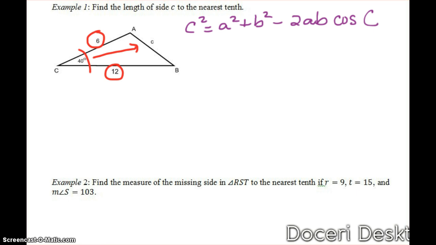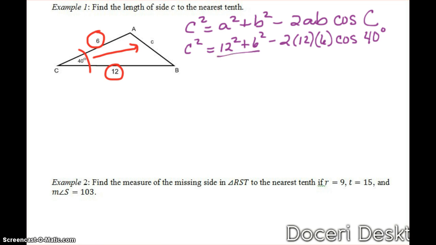Just so I know where to fill stuff in. Again, I want to find c. I know side a is opposite angle A, so that would be 12. Side b is opposite angle B, so that's going to be 6. And then I would use 12 and 6 also for a times b, and then cosine of angle C, which is opposite side c. We have that. That's 40 degrees. Okay, we want to multiply through. We want to simplify this.